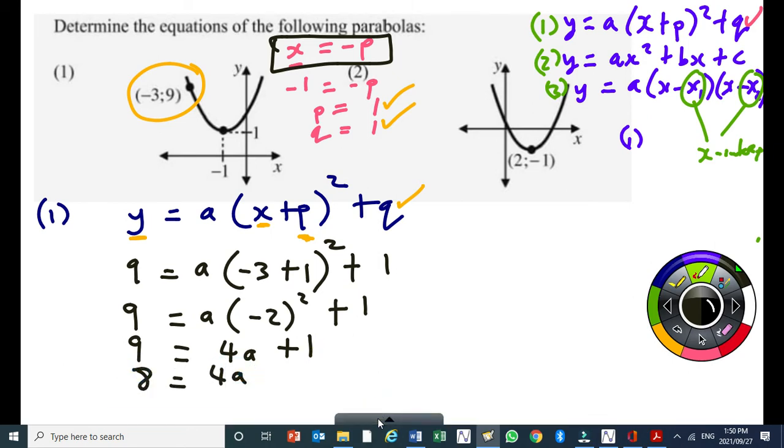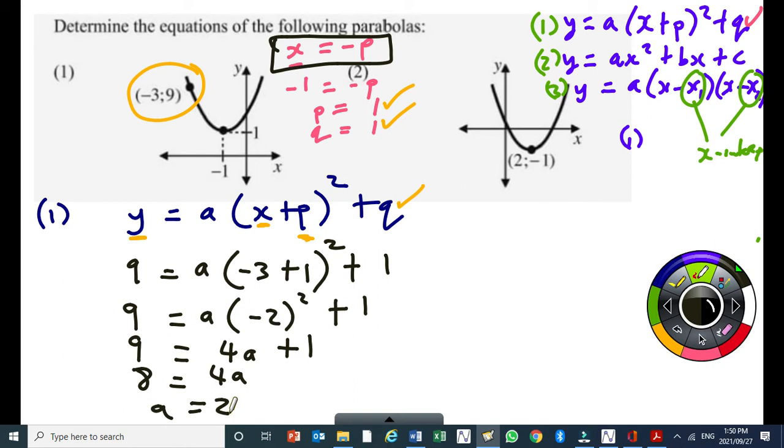Now, you are also supposed to use common sense. Do you see that this graph has got a minimum turning point? Is the value of a supposed to be positive or negative if the quadratic function has a shape like this? Positive. It's supposed to be positive. So you must use common sense. So a here is going to be 2.